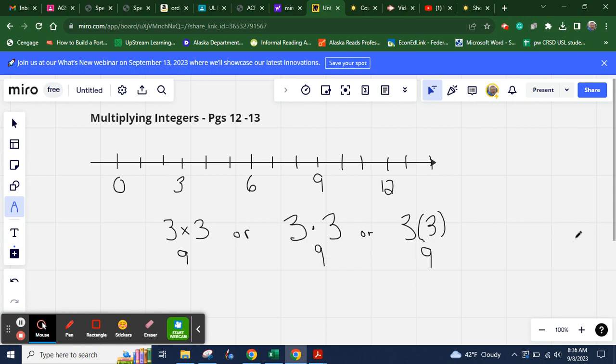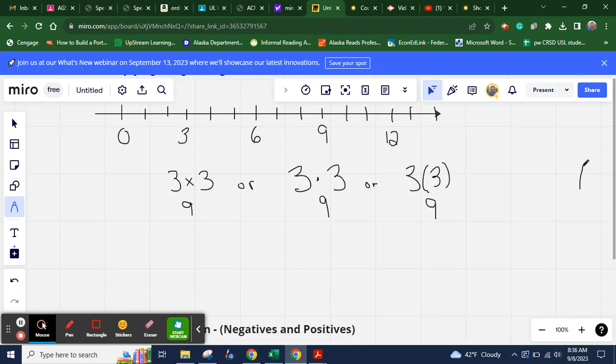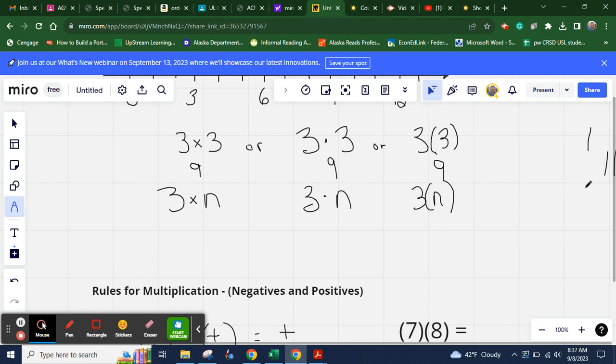Okay, with this, you can also have letters in here. So we could say 3 times n, or 3 dot n, right? Or we could say 3n. Now, we don't know what n is. Sometimes we can solve for it, but we're not there yet. We're going to get there. But the answer to these are all the same: 3n. No matter how you look at these.